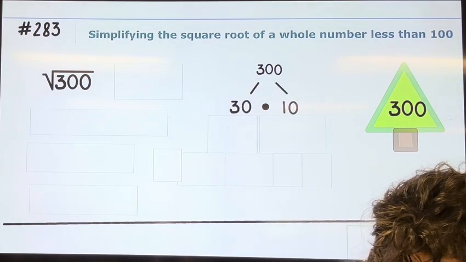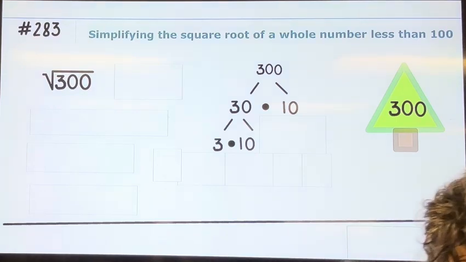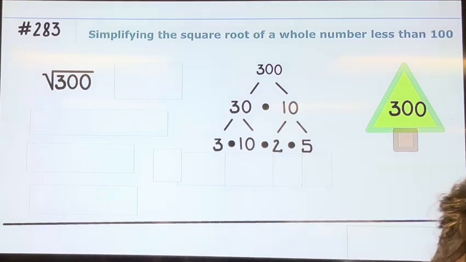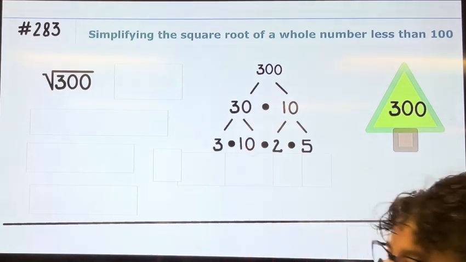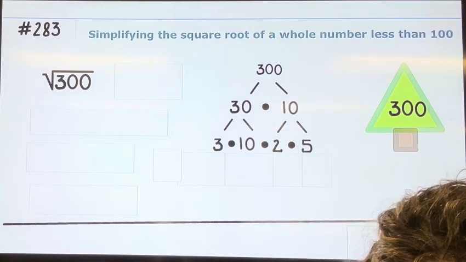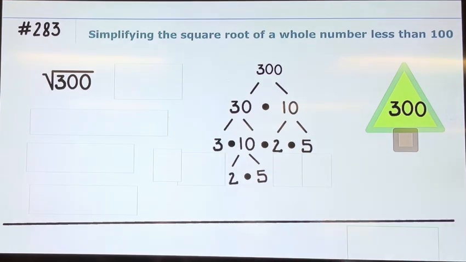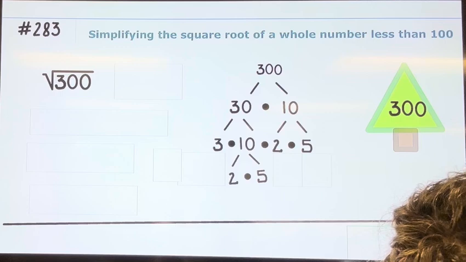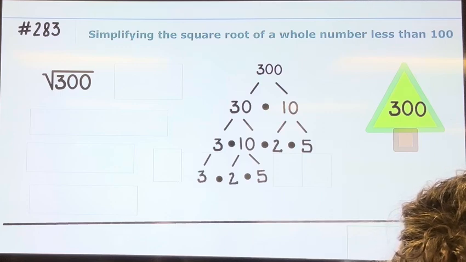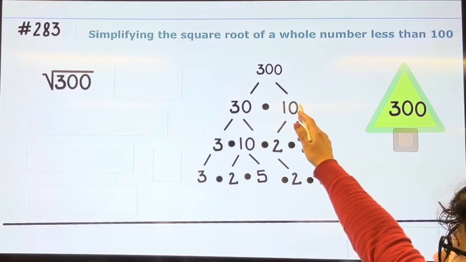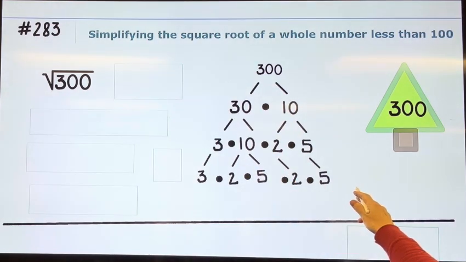And then that 30, we might use 3 times 10. The 10 here, that we could turn into 2 times 5. And then this 10 is another 2 times 5. The numbers 3, 2, and 5, those are prime numbers, so they're just going to come down. So bringing down 3, 2, and 5, we've broken 300 into a product of primes.